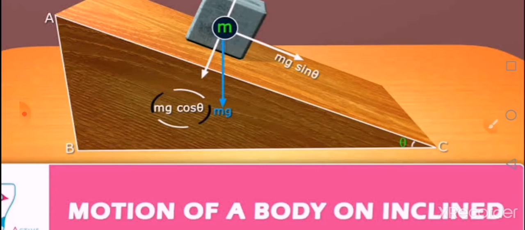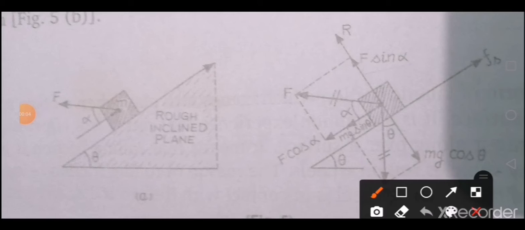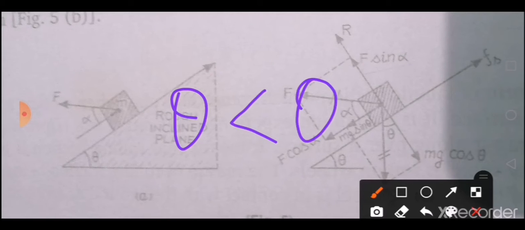So let us see what the equation will be. Now I told you in the B part we are going to consider that theta is less than the angle of repose theta c. In this case, whenever theta is less than theta c, an external force is required to initiate the body, or initiate that particular block, to be in motion.